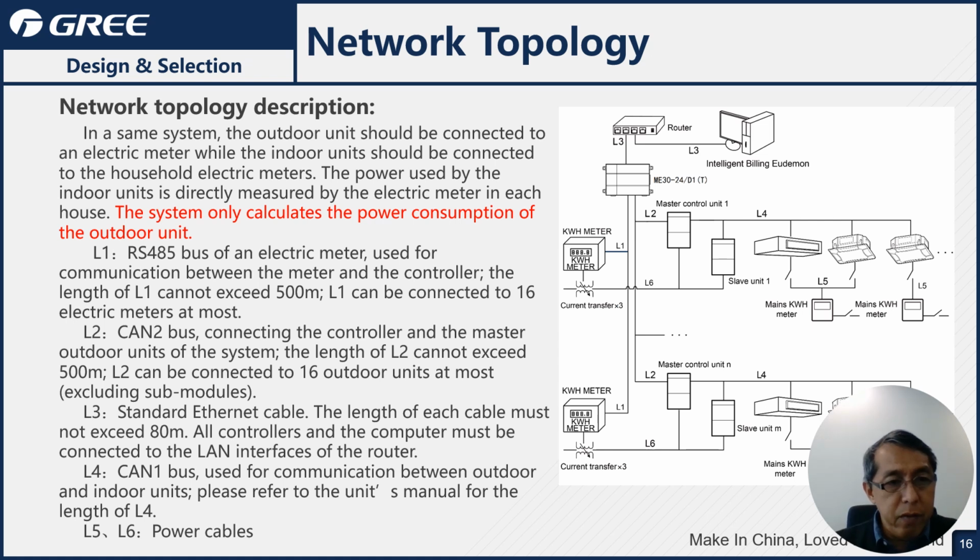Line 4 uses the CAN1 bus communication, used for communication between outdoor and indoor units. You may refer to the user's manual for the length of L4. L5 and L6 are both power cables.